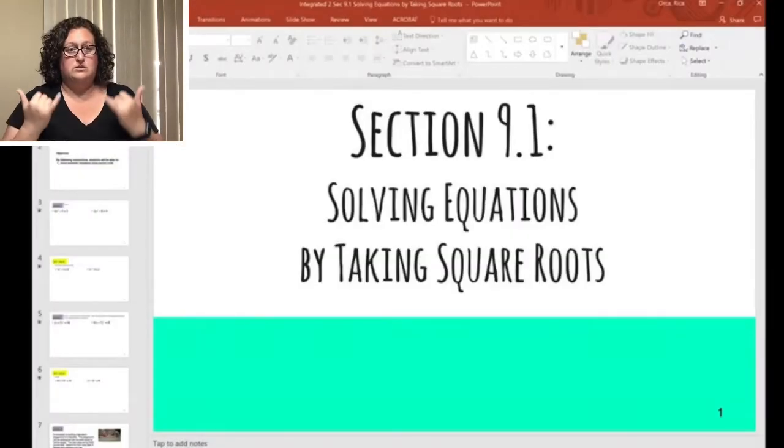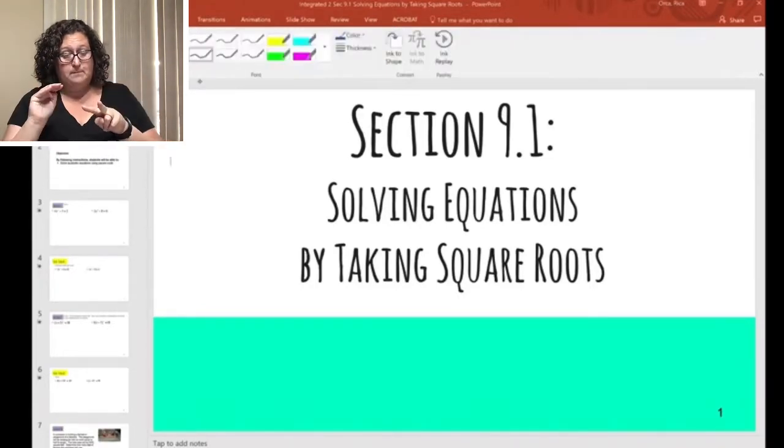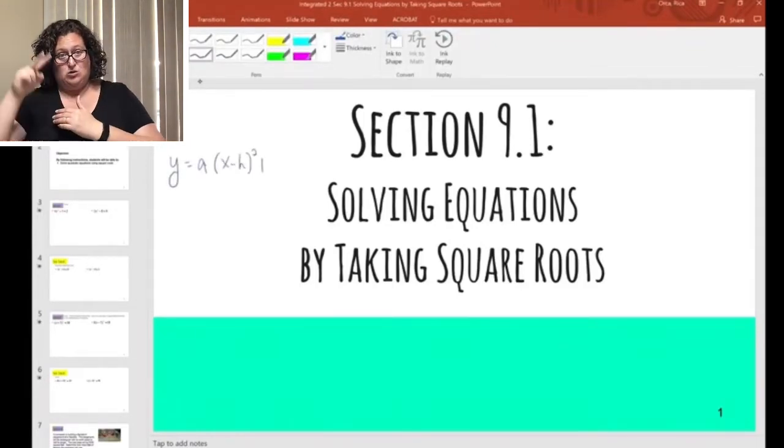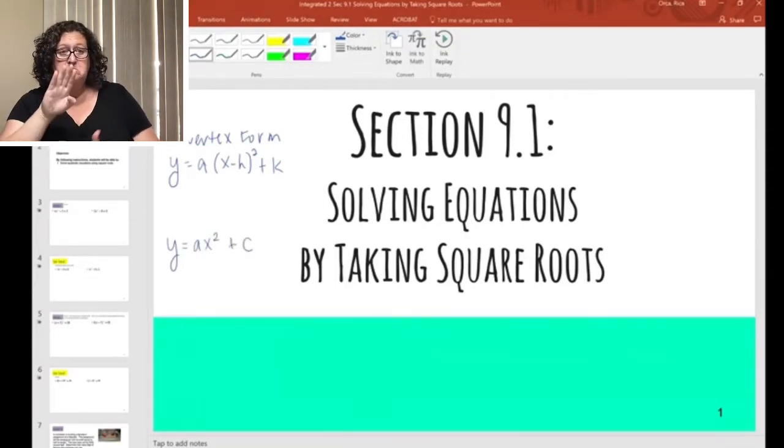Welcome back, class. Today we're solving quadratic equations by taking square roots. To use this method, you need to make sure that the equation is either in vertex form, which is y equals a times (x minus h) squared plus k, or standard form, but all you need is a and c. So ax squared plus c. Notice how there's no bx.